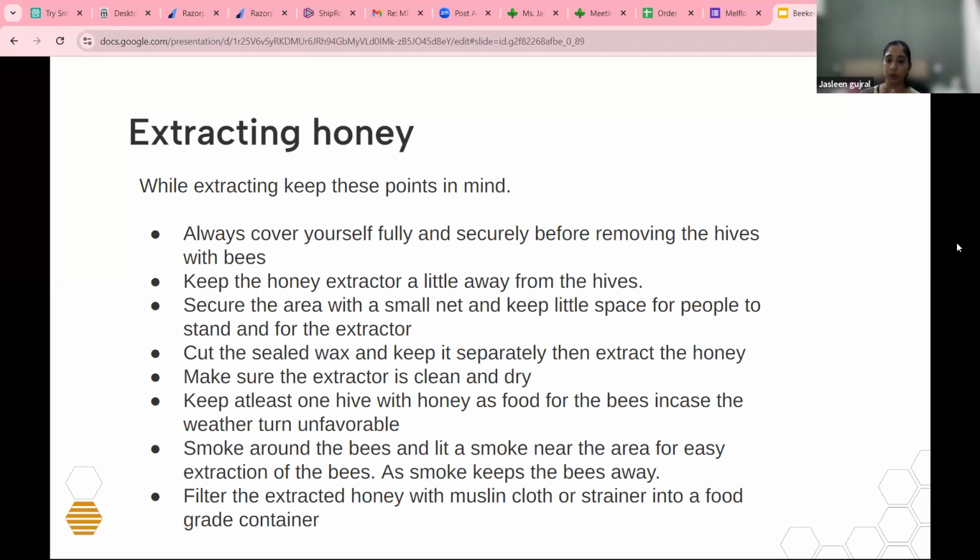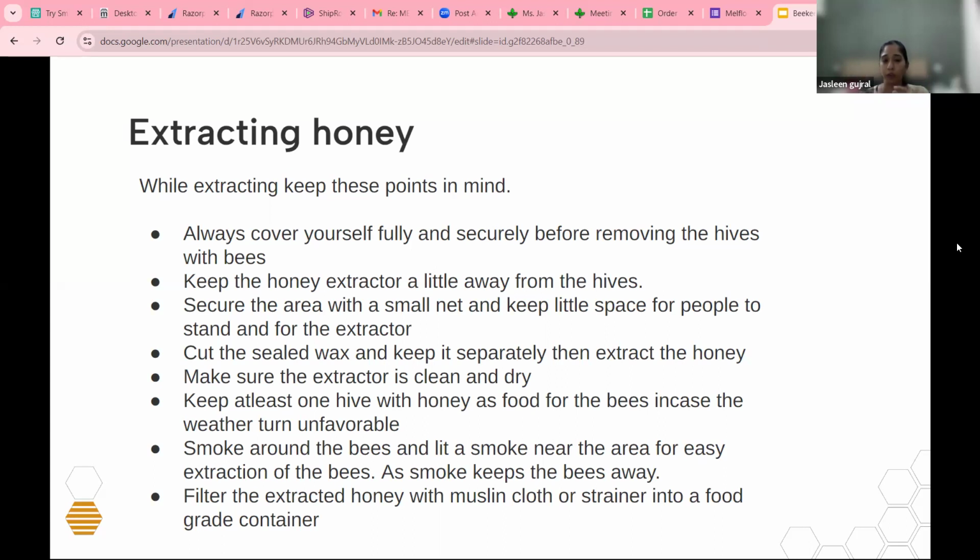Then secure the area where the extractor is kept with a small net, like a mosquito net, and also keep a little space for people to move in and around. The main purpose of placing the net around the extractor is so that the bees don't come in and interrupt the extraction process.